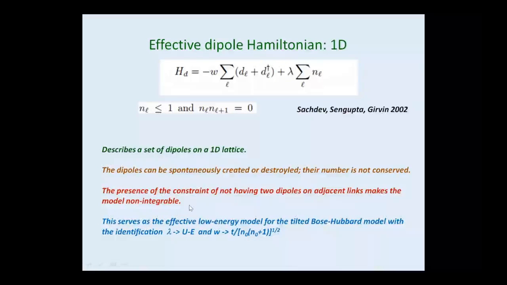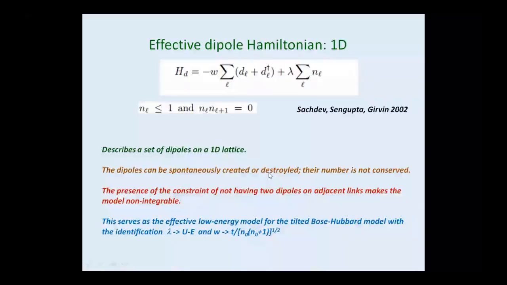Now, this dipole model by itself would be solvable. Of course, it's a very simple model, but it becomes non-integrable because of the presence of constraints. The first one is that there could be at most one dipole on a given site or link. And the second one, which is the more important one, is that there couldn't be any dipoles on nearest neighbors. Two dipoles on nearest neighbors is forbidden. So n_{l+1} is always 0. The presence of this constraint of not having two dipoles on adjacent links makes the model non-integrable.